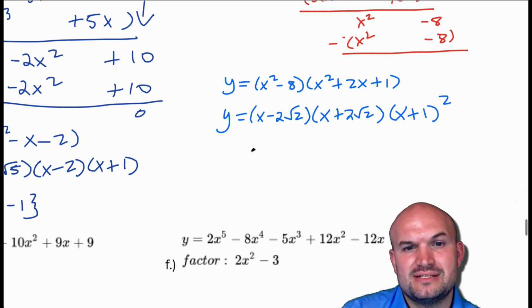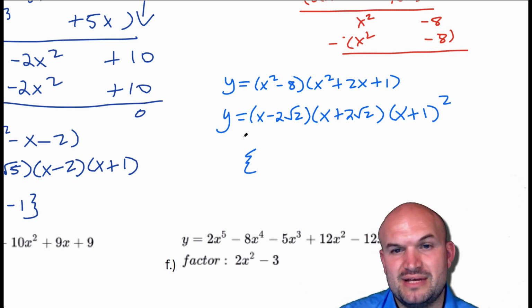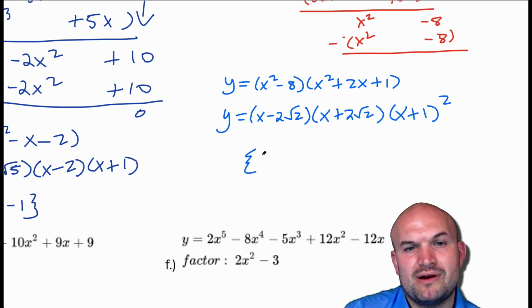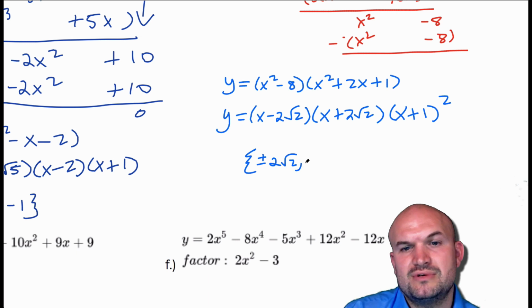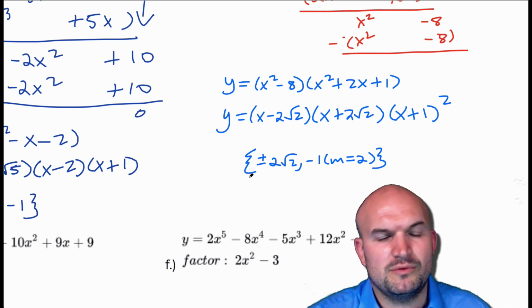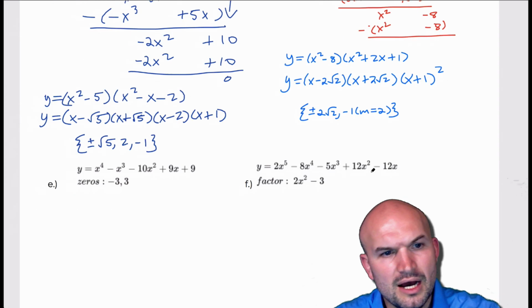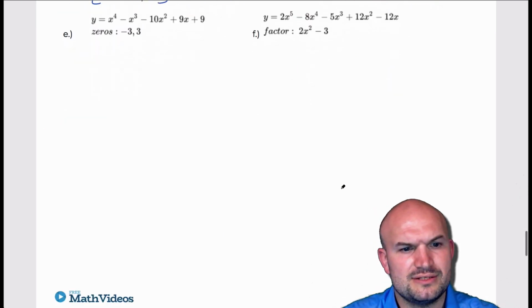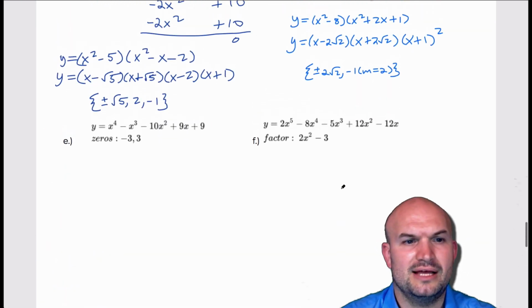That's important because now that's my linear factorization. But when I write my zeros, I can write plus or minus 2 square root of 2, and another zero, negative 1, with a multiplicity equal to 2. And again, I'm skipping the zero product property because that's something we've gone over multiple times. All right, I think we only got 2 more. Yes, last 2 ones.